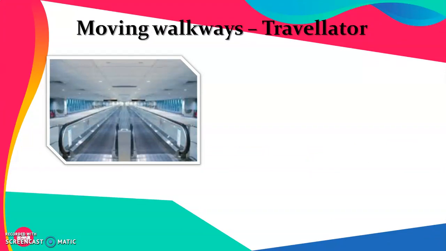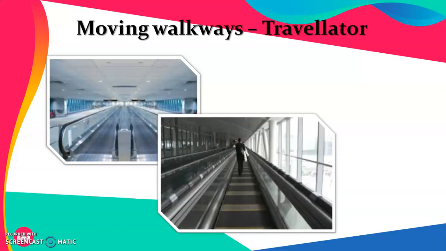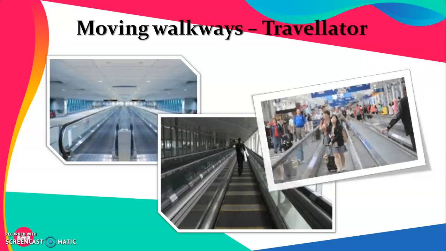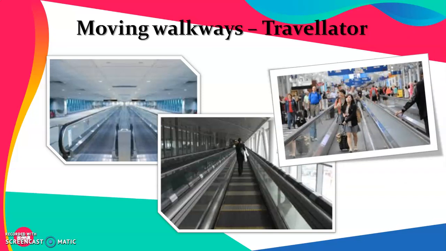These are the figures of different moving walkways. This first figure shows the horizontal walkway, which is generally placed at places like airports. This is an inclined walkway, which has a slight inclination and a comparatively rubber kind of place to stand on. And this is a figure which shows one of the moving walkways installed at airports.